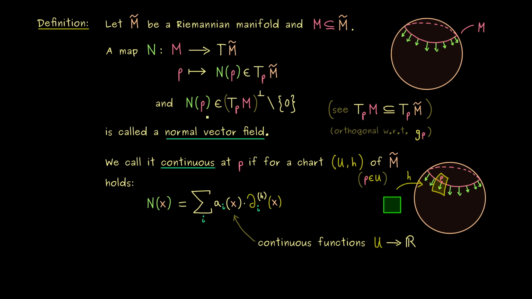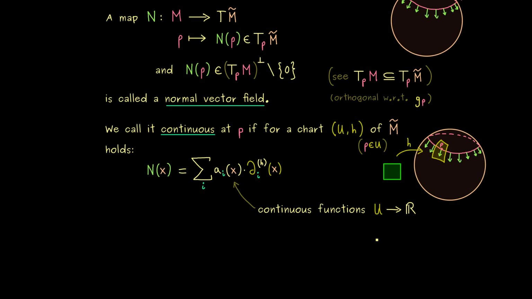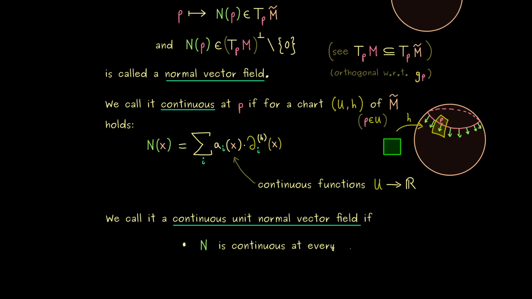However, we want to extend it more because we also want to talk about a unit normal vector field. So this is a really long word. We want to have a continuous unit normal vector field. And there you see we want to have two properties in addition. First, it should be continuous and it should be unit in some sense. Now, the first thing is easy to write down. So we want to be continuous at every point p in M.